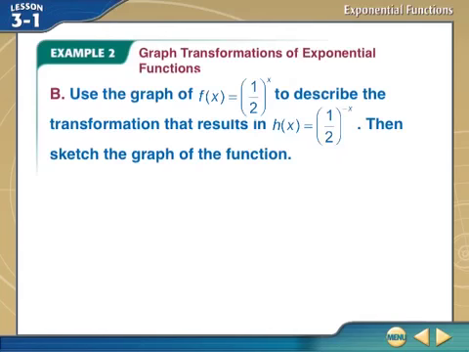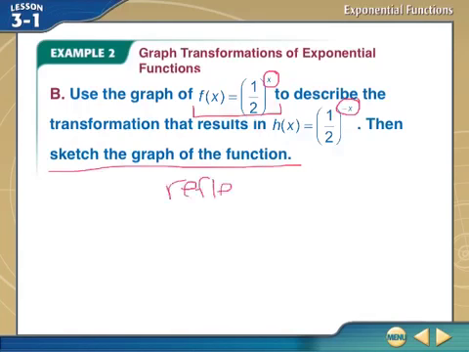Okay, in example 2 part B, we're asked to use the original function f of x equals 1/2 raised to the x to describe the transformation that results in h of x, which is 1 over 2 raised to the negative x. And then we're going to sketch the graph of the function. If you remember from chapter 1, when we change the sign on our independent variable, or x, that results in a reflection over the y-axis. We're changing the sign on x.